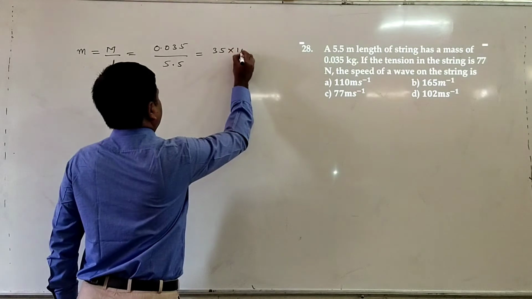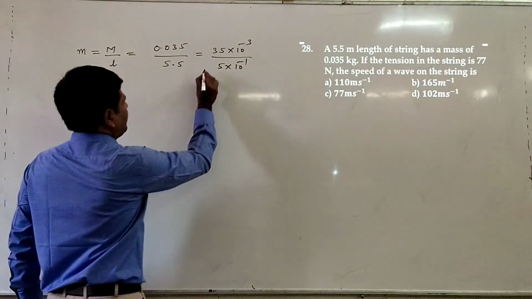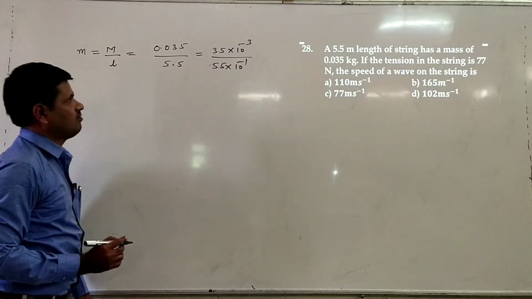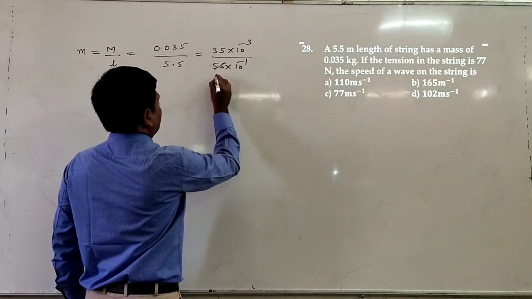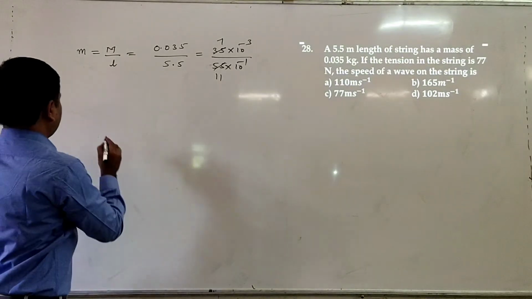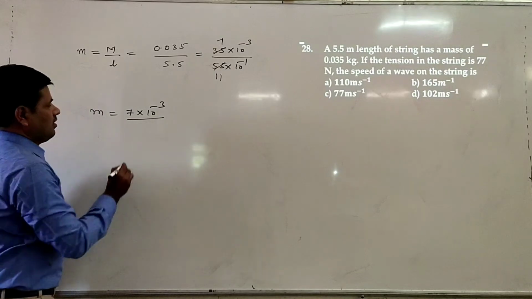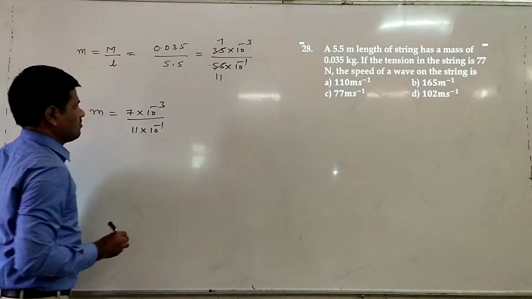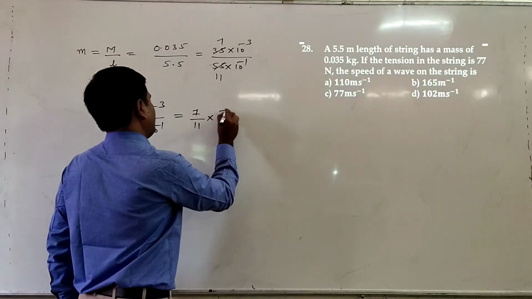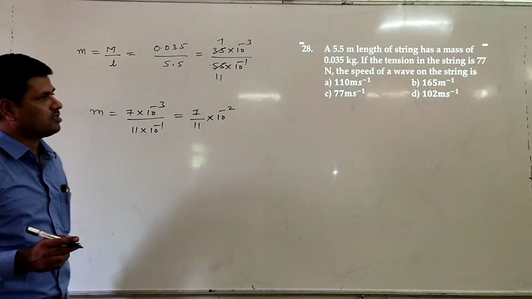Here 35 into 10 power of minus 3 by 5 into 10 power of minus 1. 5.5 into 55 into 10 power of minus 1. We are making it like this. Now what is here? 5 11s are, 5 7s are. Now m is equal to 7 into 10 power of minus 3 by 11 into 10 power of minus 1. Now what are we getting here? 7 by 11 into 10 power of minus 2. Taking into numerator, minus 3 plus 1 is equal to minus 2, 10 power of minus 2.